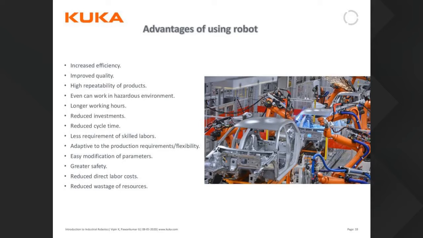Like if you are taking an application of welding, with respect to the skill of the labor, the quality will increase. But here for the robot, we don't want skilled labor. The robot can itself, we can do the program to increase that quality. And adaptive to the production requirement, flexibility I'll come to on the next slide. Okay, easy modification of parameters.